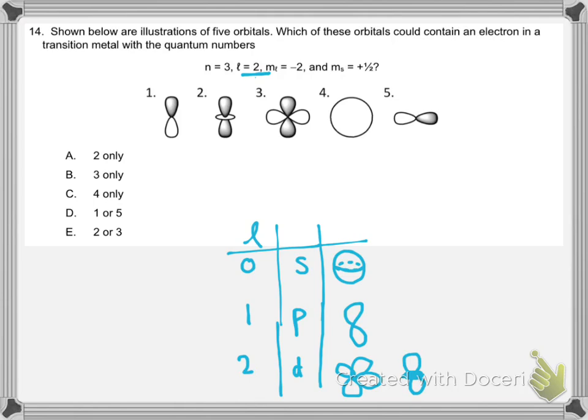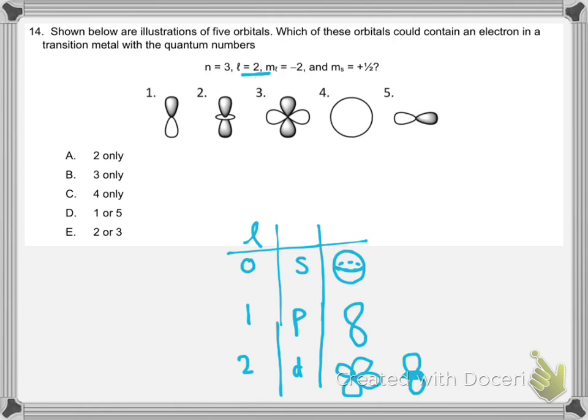So here we have some pretty pictures of some orbitals, and they want us to figure out which orbital could be associated with the given quantum numbers. And when we're looking at orbital shape, we're looking at the L quantum number. So n tells us about size, L tells us about shape, m sub L tells us about orientation in 3D space, and m sub S tells us about spin.